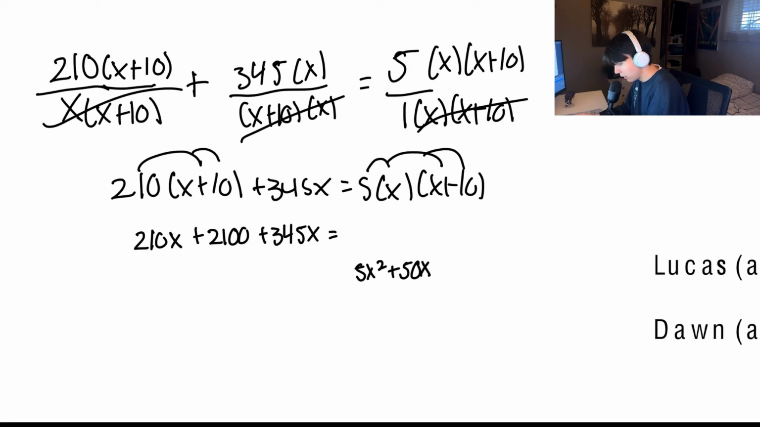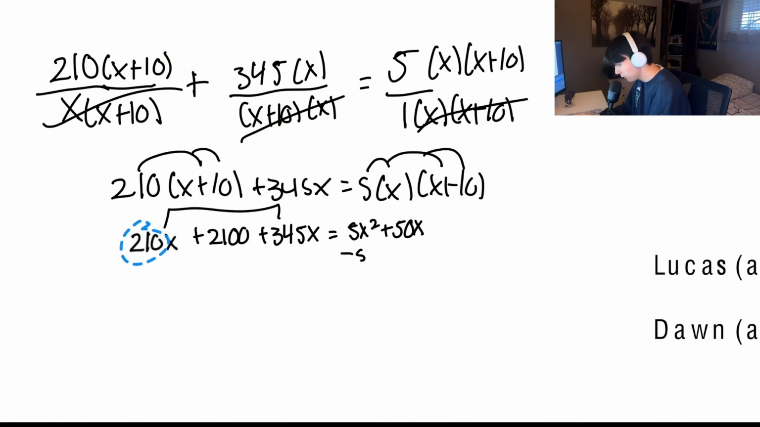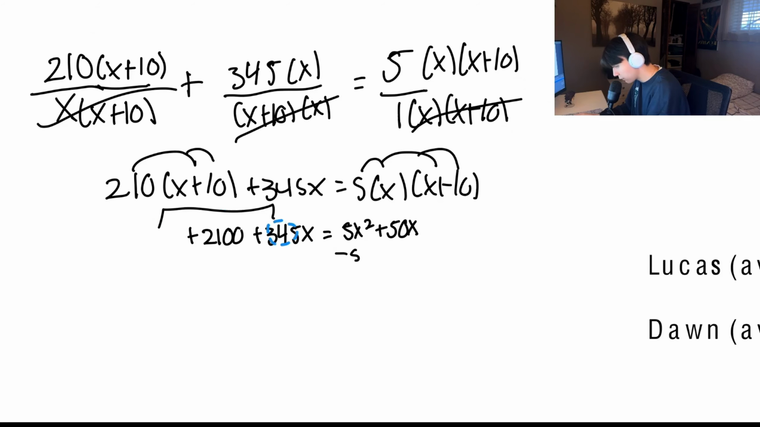Now that we've FOILed and distributed everything, all we have to do is move all of our terms to one side. So I'm going to move these two terms to the other side. First we have to collect these like terms here. So 345 plus 210 should give us 555x. So plus 555x. And now we can actually move everything to one side.